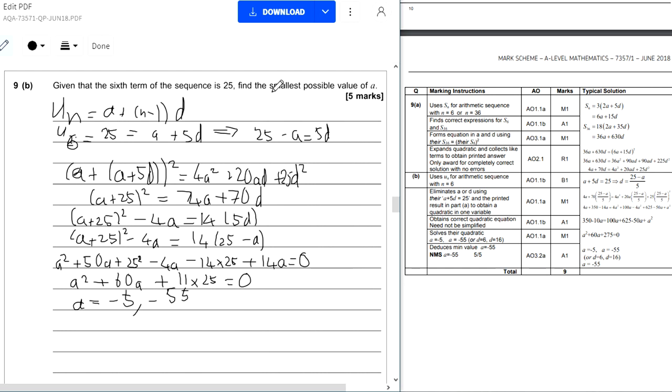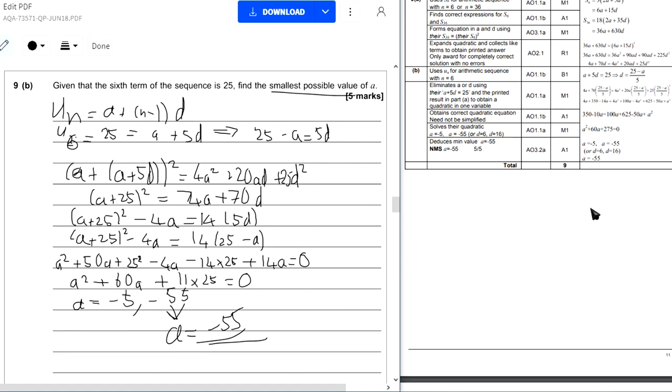But the question is to find the smallest possible value. So all you're going to do is say a is minus 55. And that's that. If you look at the mark scheme, it starts off exactly the same as we did. And then it just straight away substitutes it into that first equation that you had, and you simplify that.